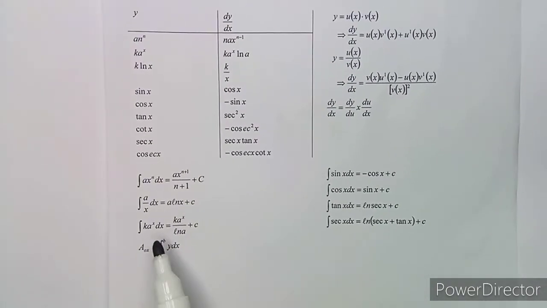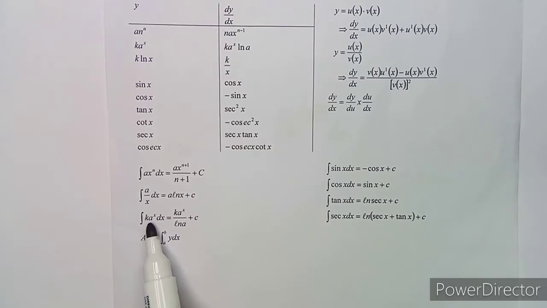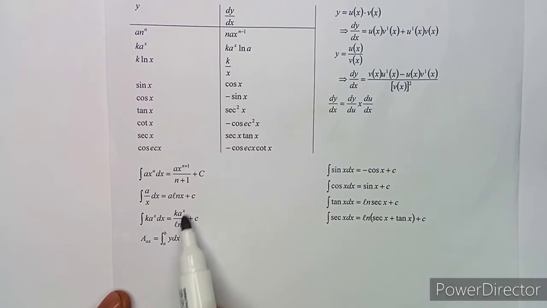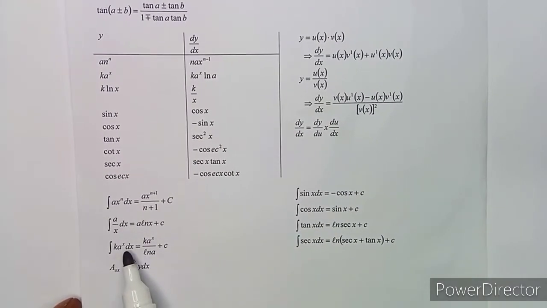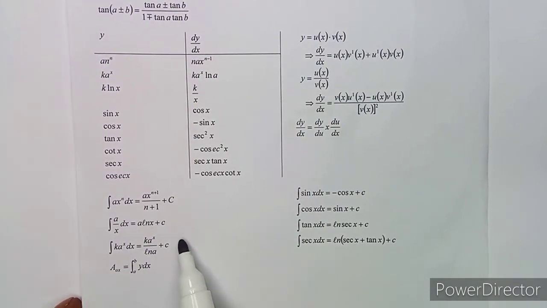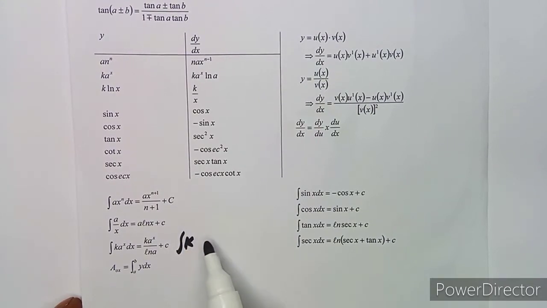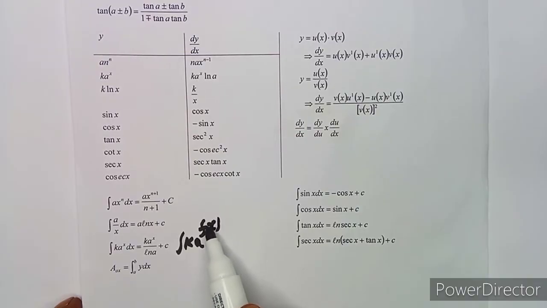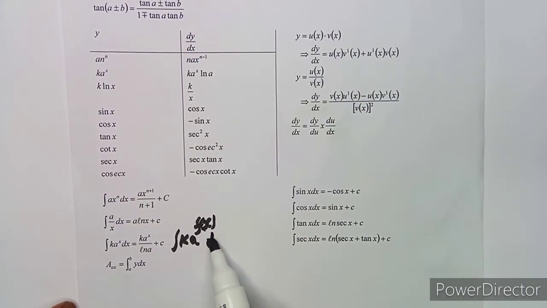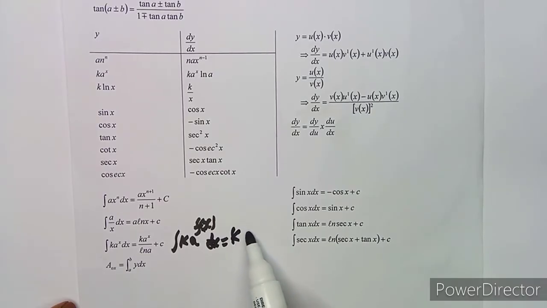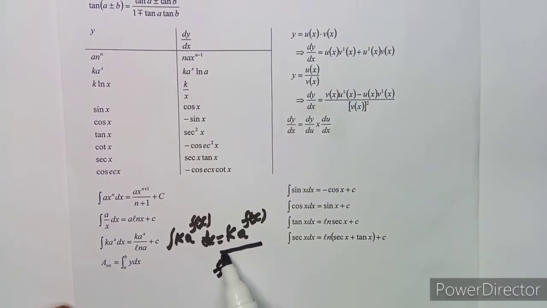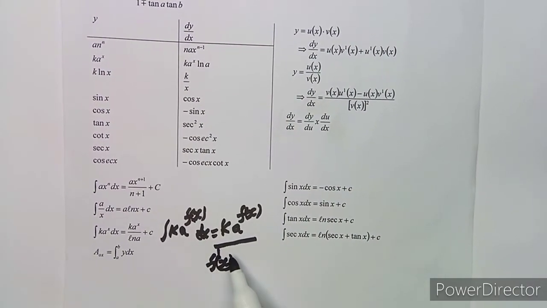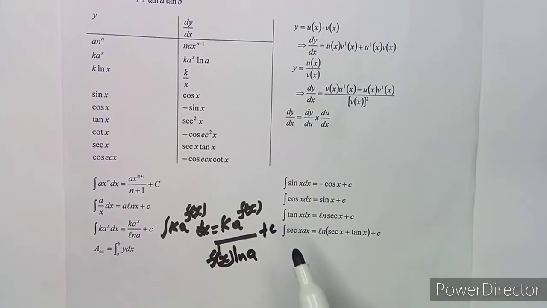Here you'll be given the integral of k a to the exponent of x, which is k a^x over ln a. But here there's 10x, so this is not clear. Here you are going to find the derivative. If it is like this, k a to the exponent of f of x, this is going to give you k a to the exponent of f of x over the first derivative of f of x times ln a. So this is what you're going to have.